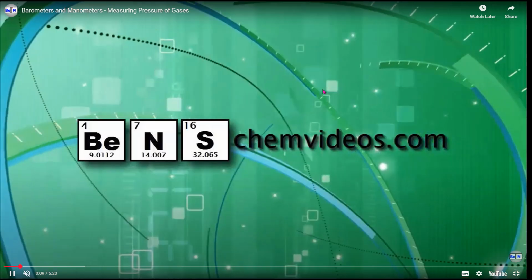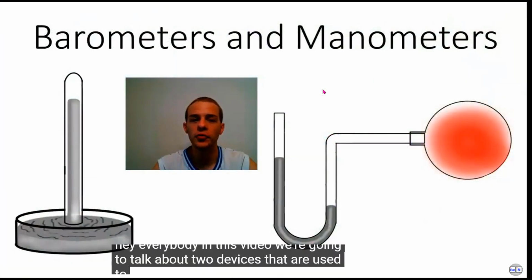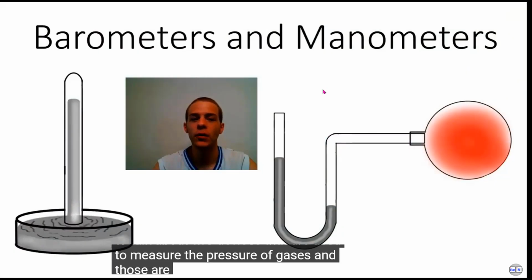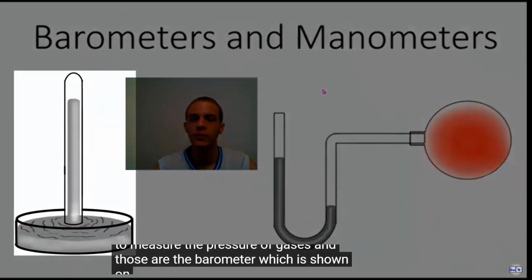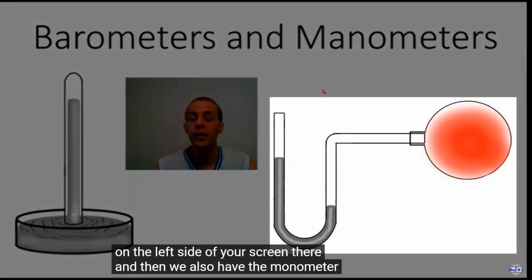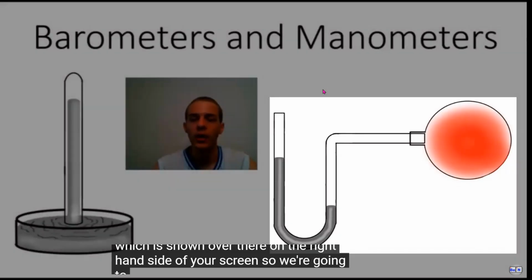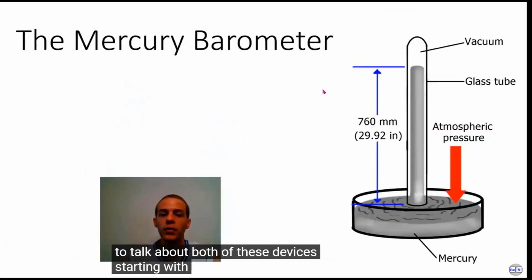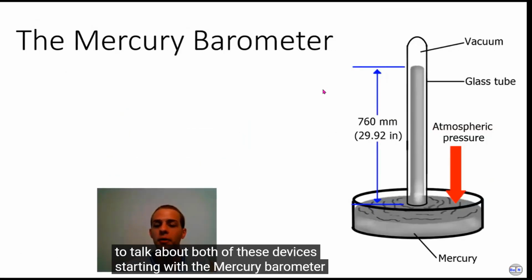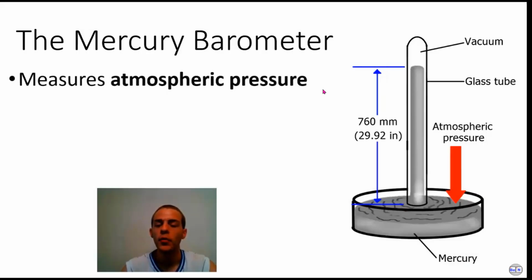So here you can see the difference between barometer and manometers. To measure the pressure of gases, those are the barometers, which is shown on the left side of your screen, and on the right side is the manometer. You can see the difference, right? So this is a mercury barometer. One side is vacuum, then there is a gas tube and it is open to the atmospheric pressure mercury.